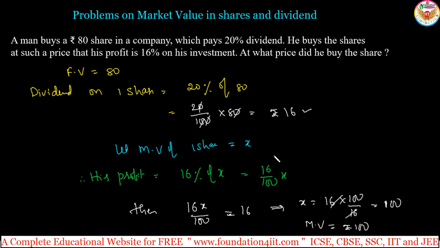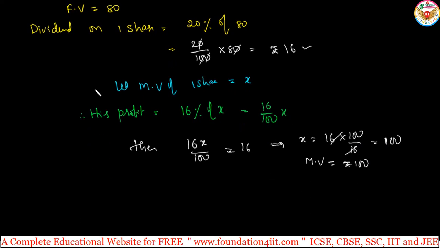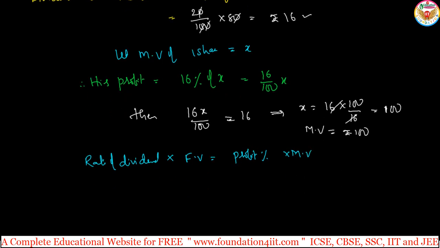Okay, and the same problem we can do by the direct method also. There is one simple formula I'll show here. If you require, you can use this one. Rate of dividend into face value is equal to profit percent into market value. Profit percentage, that means return, into market value. Okay, you can apply this formula directly to get the answer straight away.